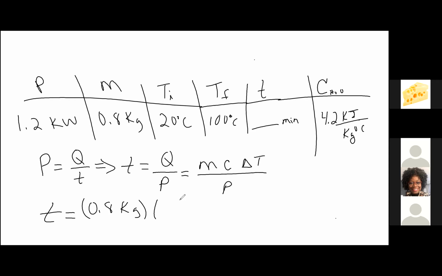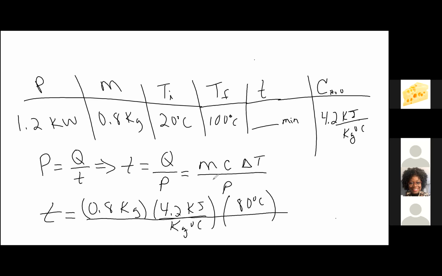Specific heat capacity is 4.2 kilojoules per kilogram degree Celsius. Delta T is 100 minus 20, so that's 80 degrees Celsius. And all of that is divided by the power. And the power was 1.2 kilowatts.